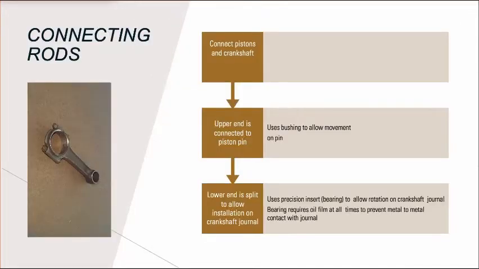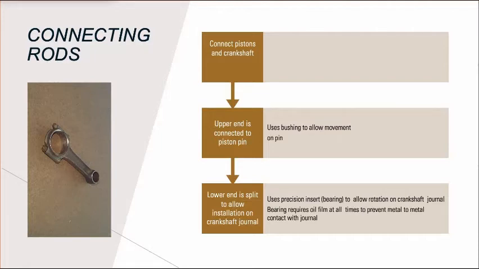The connecting rod of alloy steel is forged and machined with a round section. The upper end is connected to the piston ring, which uses a bushing to allow movement on the pin, and the lower end is split to allow installation on the crankshaft journal, which uses a precision insert bearing to allow rotation on the crankshaft journal. The bearing requires an oil film at all times to prevent metal-to-metal contact with the journal.